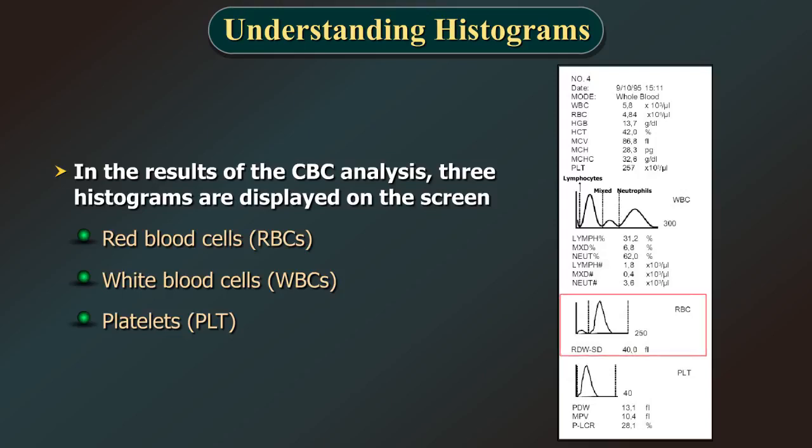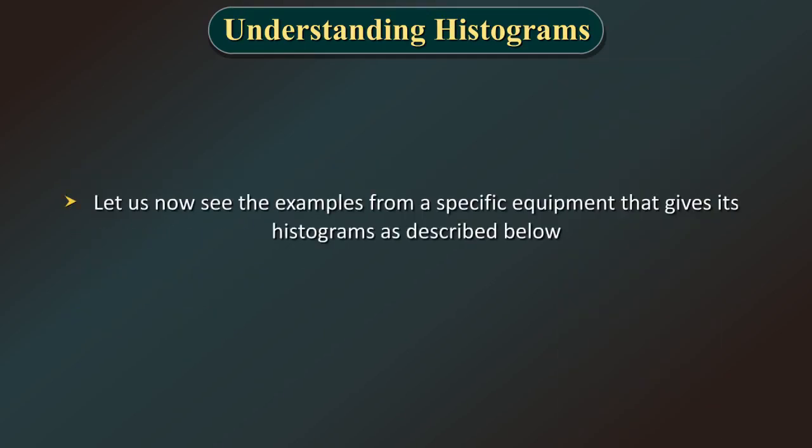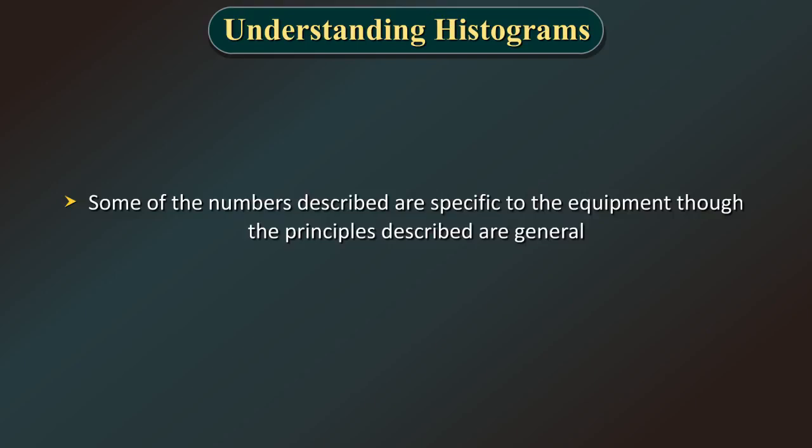In the results of the CBC analysis, 3 histograms are displayed on the screen. One each for red blood cells, that is RBCs, white blood cells, that is WBCs, one bell curve each for lymphocytes, mixed cells and neutrophils, and platelets. Let's now see the examples from a specific equipment that gives its histograms as described below. Some of the numbers described are specific to the equipment, though the principles described are general.